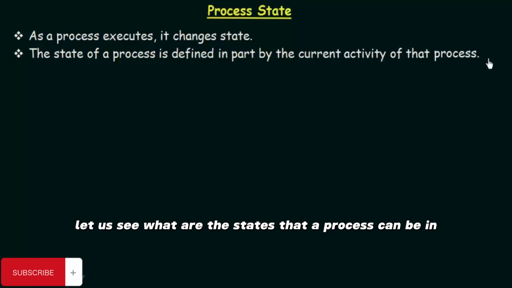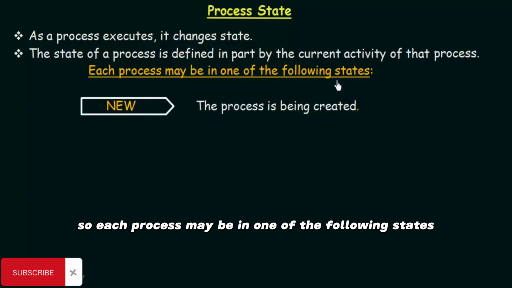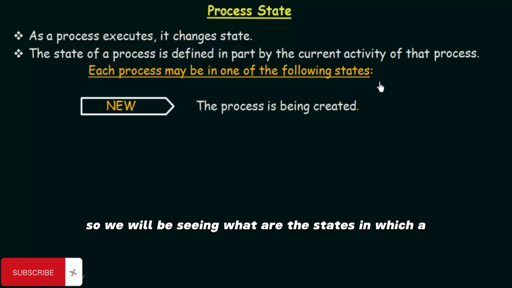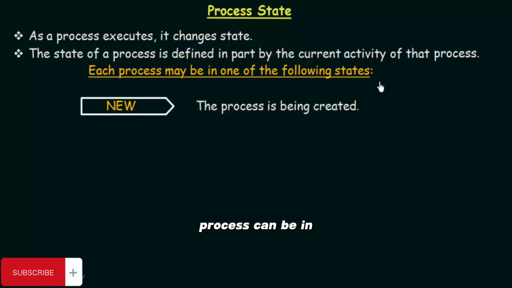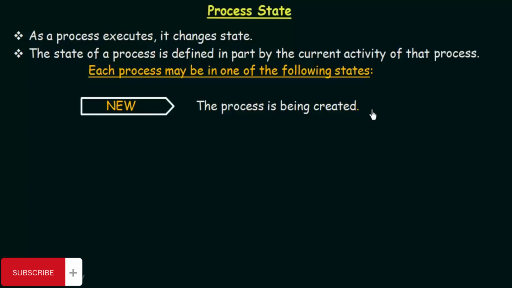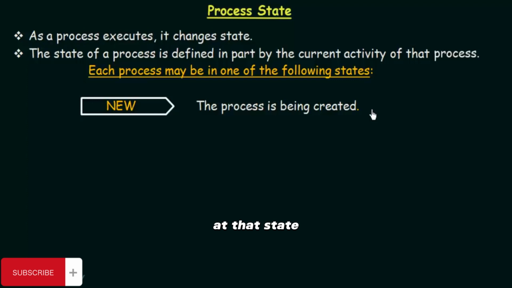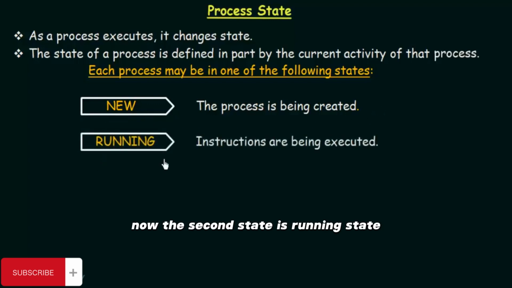Now let us see what are the states that a process can be in. Each process may be in one of the following states. First of all, we have new. If a process is in the new state, it means the process is being created. When the program is going to be in execution, and the process is being created for performing a particular task, at that moment we say that the process is in a new state.